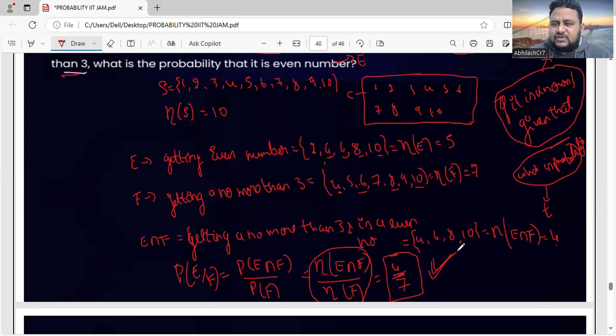Then the intersection of getting a number more than 3 which is an even number is 4, 6, 8, 10. So N of E intersection F will be 4. So probability of E with respect to F is N of E intersection F divided by N of F, that is cardinality of E intersection F divided by cardinality of F. That is equal to what, friends? That is equal to 4 by 7. Okay, this is the answer.